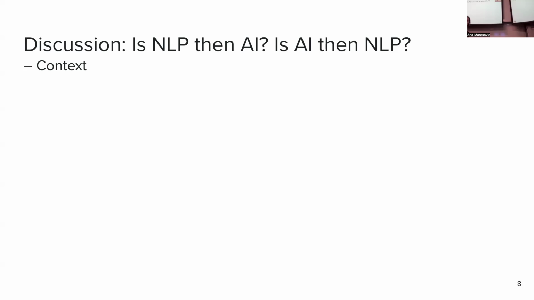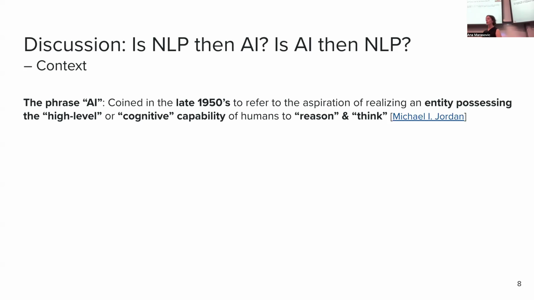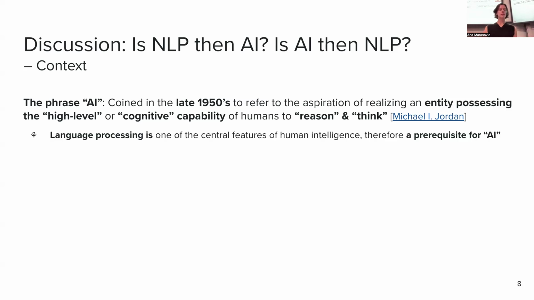Okay, you covered lots of bases. I will go over the historical context here, and then you'll hear a lot of the definitions you have actually given me. So where it all started, it started in the 1950s, where the phrase artificial intelligence was coined. And it referred to this aspiration of realizing an entity possessing the high-level cognitive capabilities of humans to think and reason, basically aligning with your definition of what AI is.